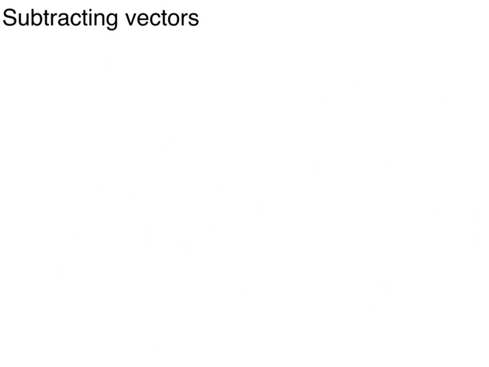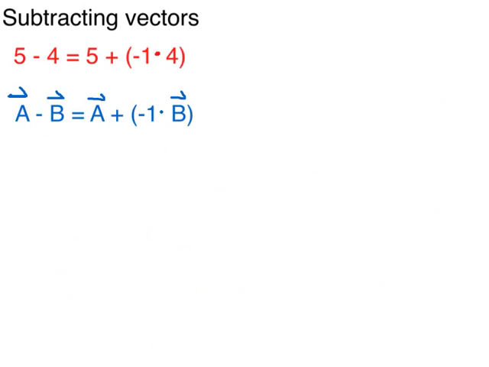So why did we do all of that in between addition and subtraction? Well, it all comes down to the fact that 5 minus 4 can be rewritten as 5 plus negative 1 times 4. Similarly, the vector a minus the vector b can be rewritten as the vector a plus negative 1 as a scalar times the vector b. Thus, subtraction is just a combination of scalar multiplied by vector that we've just talked about and vector addition.